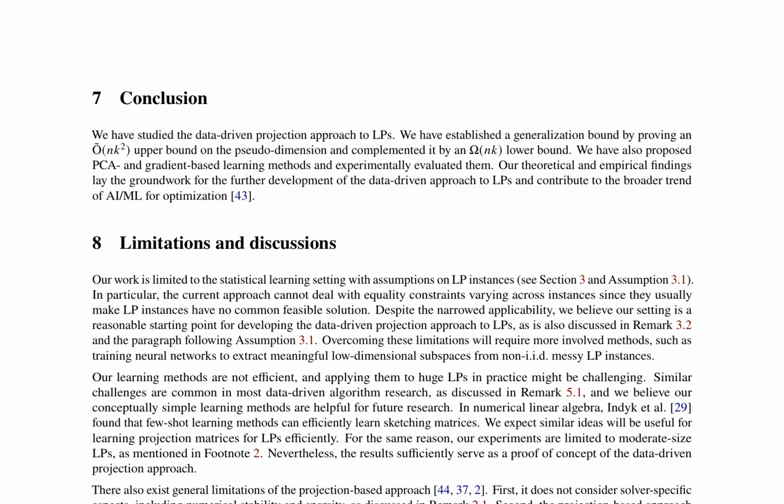A novel generalization bound has been established for the data-driven projection approach to linear programs, yielding an upper bound of O(nk^2) on the pseudo-dimension and a lower bound of Omega(nk). This breakthrough provides a theoretical foundation for the approach, which has been shown to be effective in statistical learning settings. However, the current approach has limitations, including its applicability only to specific LP instances with certain assumptions. To overcome these constraints, more involved methods are necessary, such as training neural networks to extract meaningful low-dimensional subspaces.